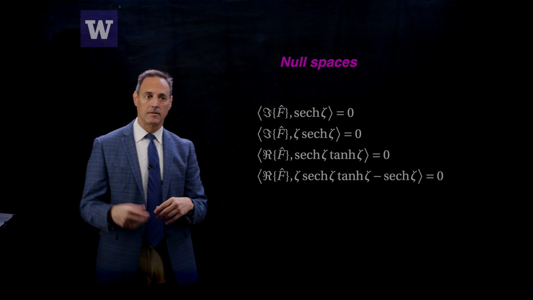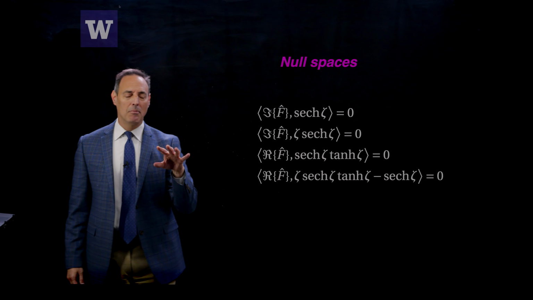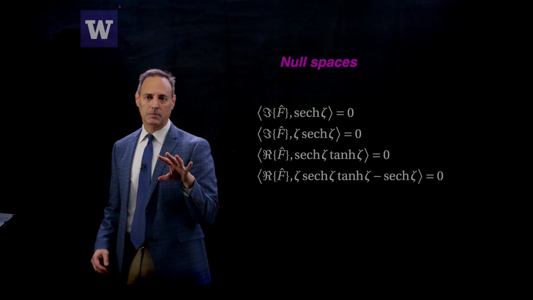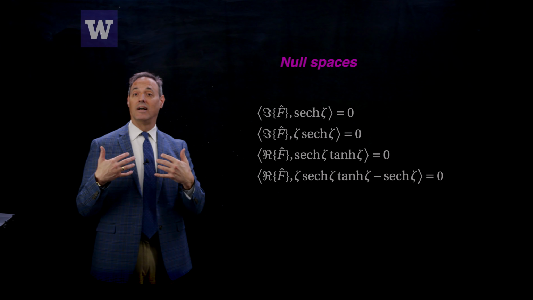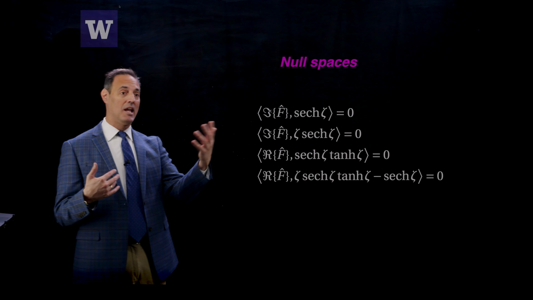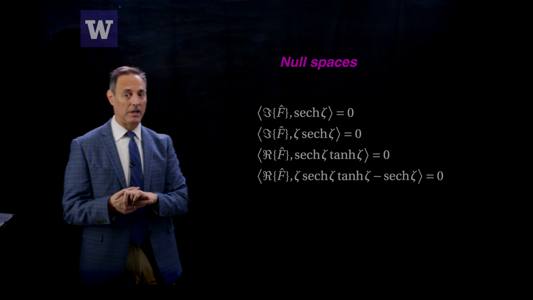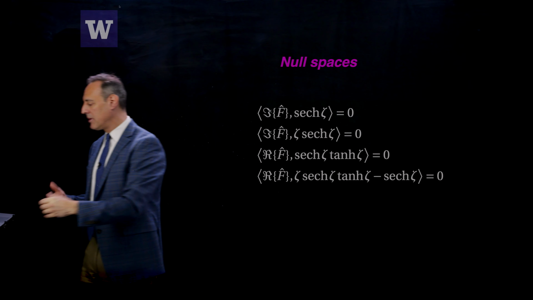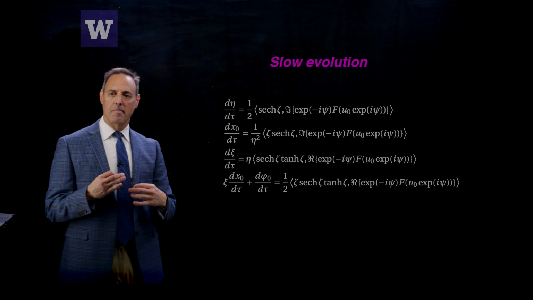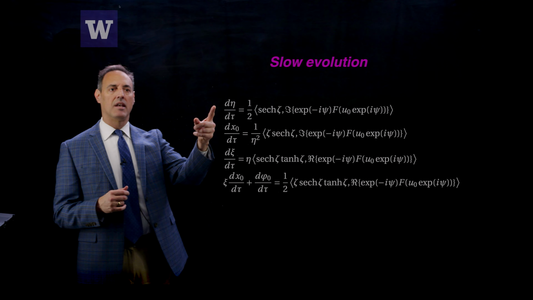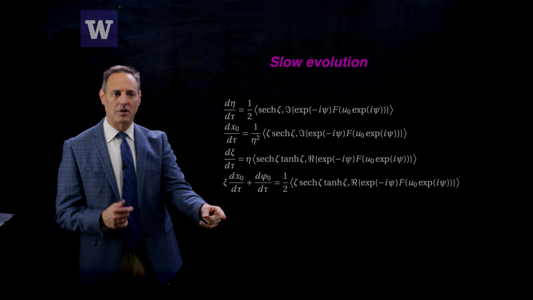4 constraints. Now this is interesting. How many free parameters did I have? Remember, that soliton solution had 4 free parameters, and look at this, I get 4 constraints. And so this is going to allow me to, when I plug in some generic perturbation f, here then is the slow evolution of those 4 parameters.